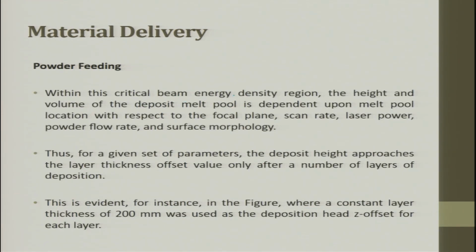Within this critical beam energy density region, the height and the volume of the deposited melt pool is dependent upon melt pool location with respect to the focal plane, scanning rate, laser power, laser flow rate and surface morphology. Thus, for a given set of parameters, the deposit height approaches the layer thickness offset value only after a number of layer depositions. It is evident, for instance, in the figure where a constant layer thickness of 200 millimeters was used as a deposition head Z offset for each layer.